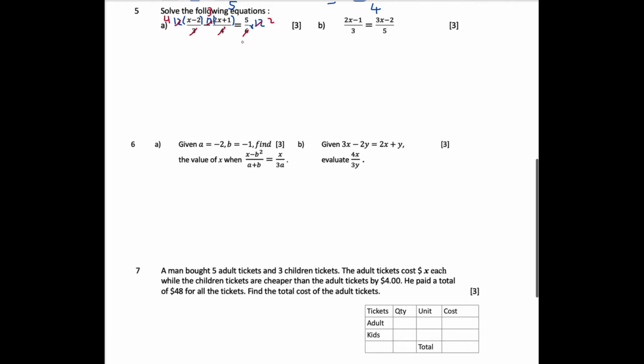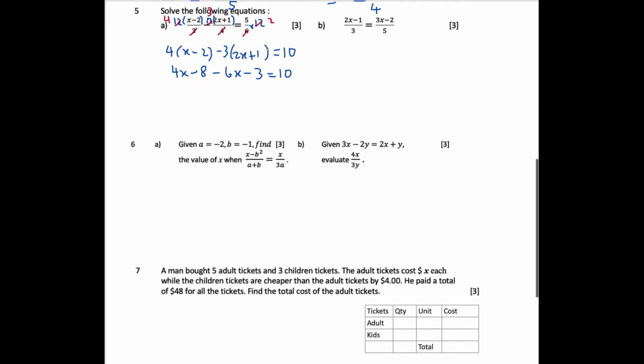So now we do not have any more denominators, giving us 4 bracket x minus 2 minus 3 bracket 2x plus 1. And on this side, we have 5 times 2 is 10. So once again, we need to be careful about the change of sign. 4 times x is 4x. 4 times minus 2 is minus 8. Minus 3 times 2, minus 6, minus times plus is minus, 3 times 1, 3.